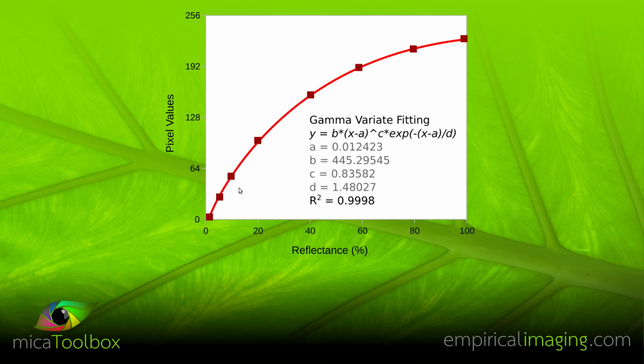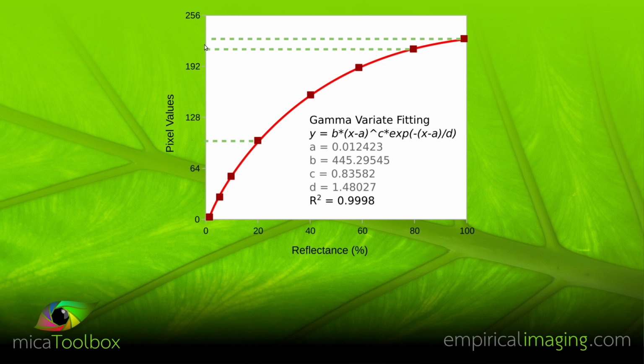That means, for example, that if we look at the difference in reflectance between 80 and 100%, there's only a very small change in the pixel values between quite bright and very bright. But the same 20% reflectance difference at the bottom of the scale creates this enormous difference in pixel values. This distance is much larger than this distance.